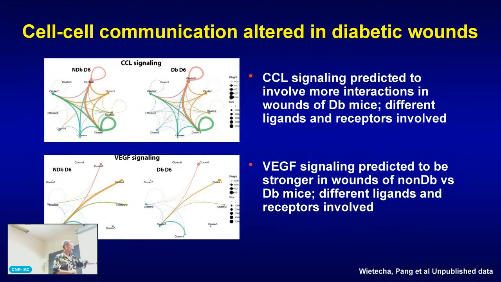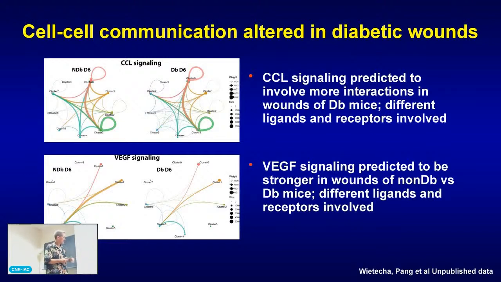VEGF signaling is another one that's very well studied in wound healing. It's known to be impaired in wounds of diabetic mice, and we see the strength of the interaction is predicted by the thickness of these lines. We see the line much thinner, so predicted to be much less strong in wounds of diabetic mice during this day 6 period, where you see a lot of angiogenesis. This pathway is involved in angiogenesis, new vessel formation in wounds.